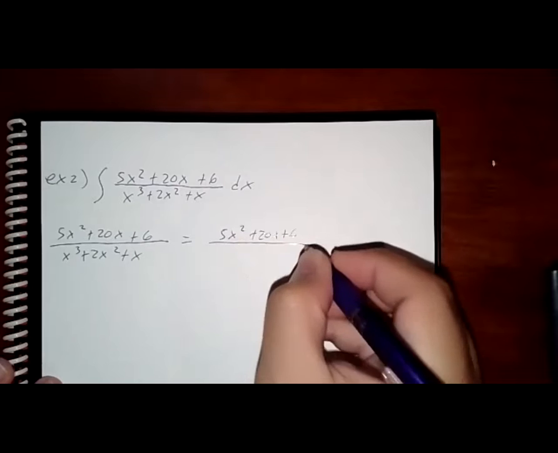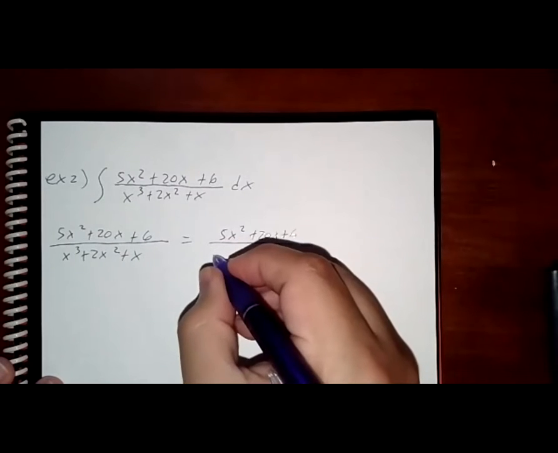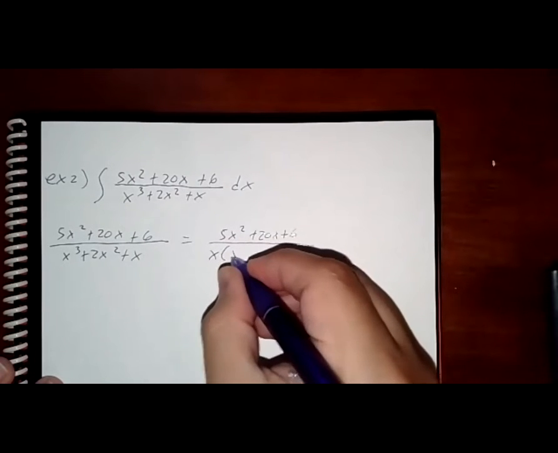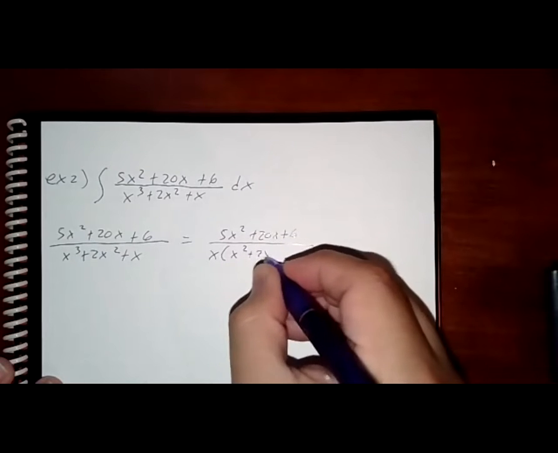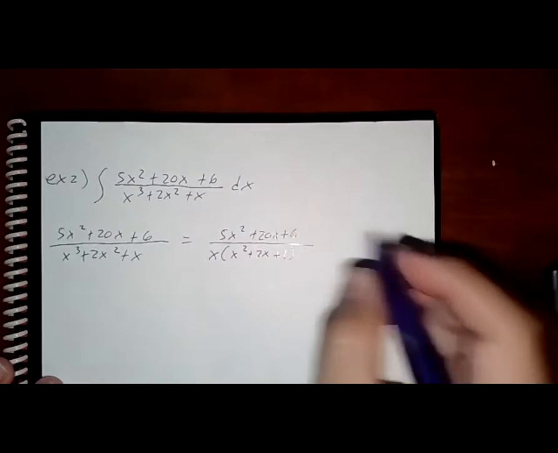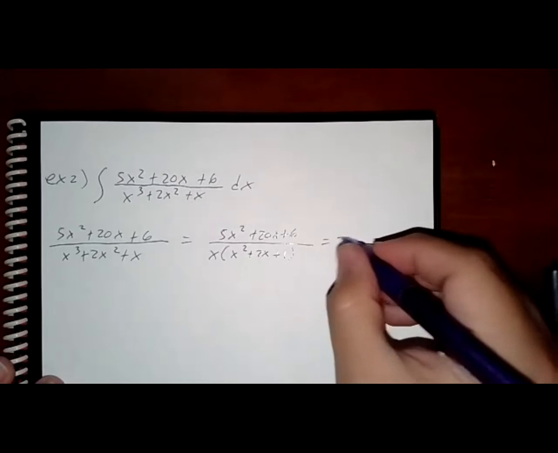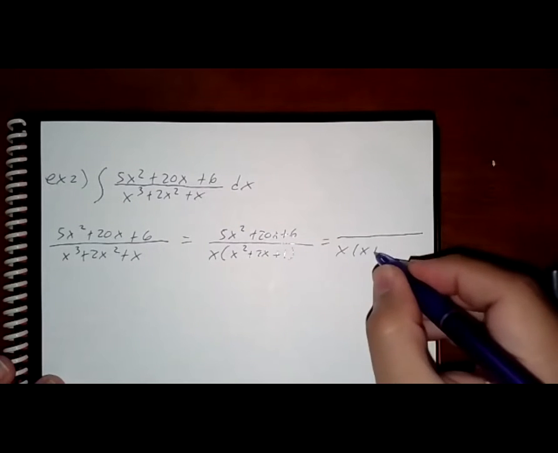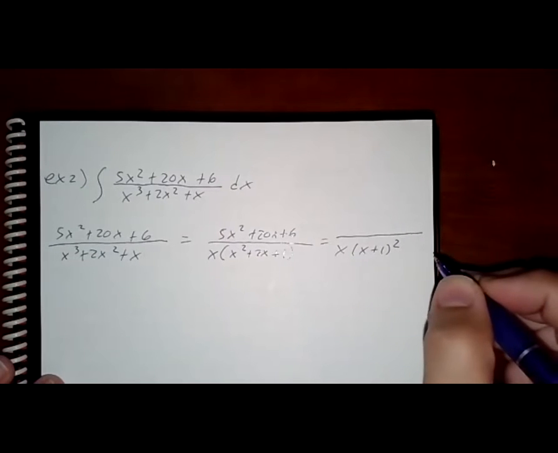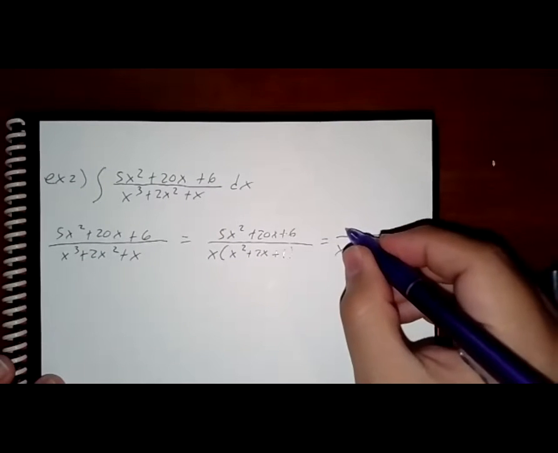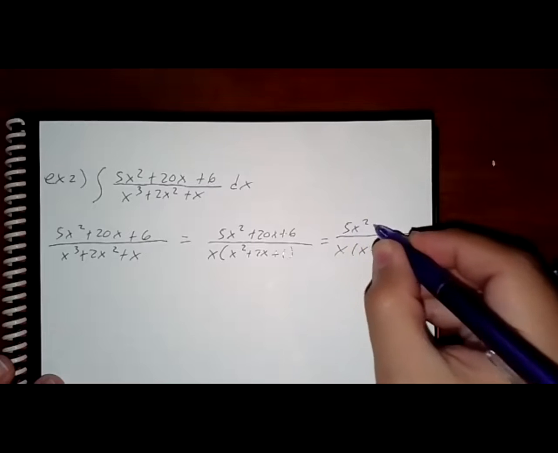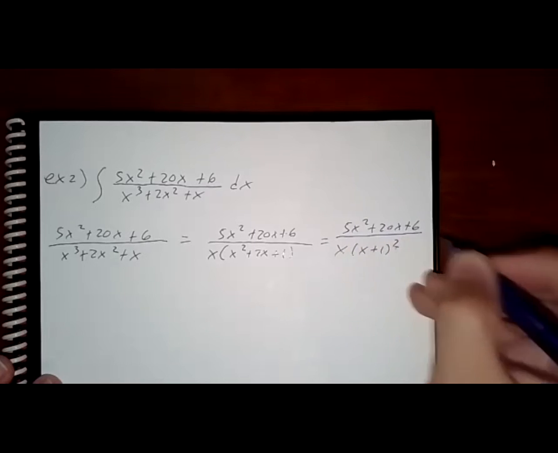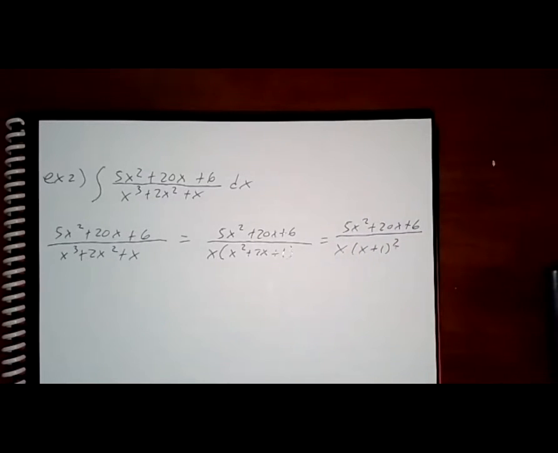So I see there's an x in common. You get x squared plus 2x plus 1, which is going to be x times (x plus 1) squared. It's a perfect square. So what rule are we going to use? Which case is it?